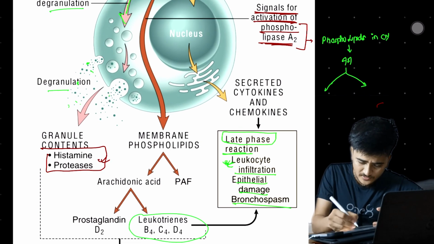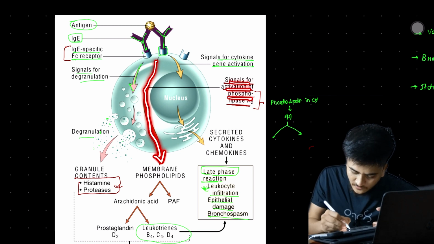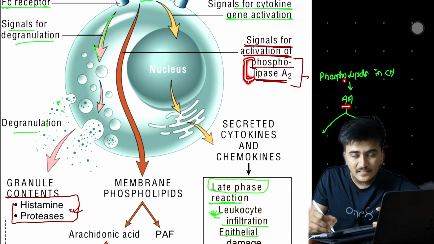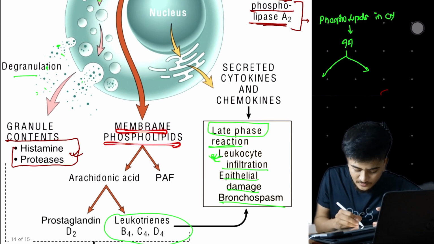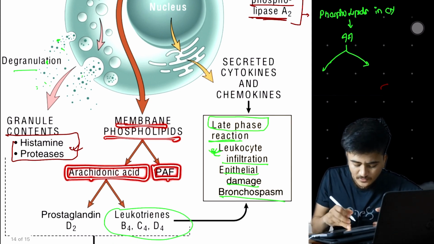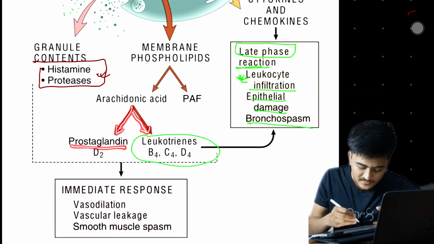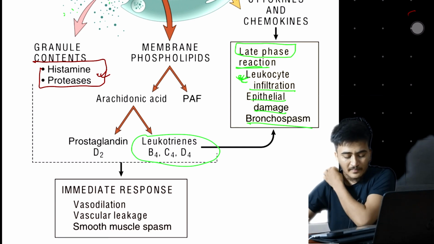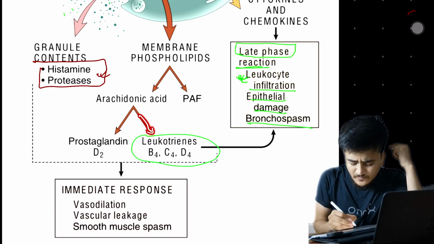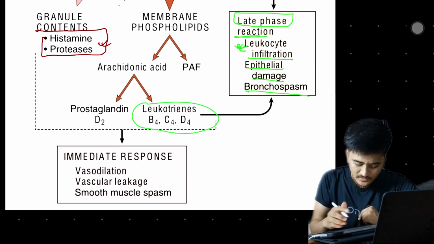Let us go here only. Look, you can see this was the signal for activation of phospholipase A2. Phospholipase A2 is the enzyme that will cause the formation of arachidonic acid from membrane phospholipid. Not only arachidonic acid, it will also form platelet activating factor. From arachidonic acid there was the formation of prostaglandin, and the pathway forming prostaglandin was the COX, cyclooxygenase pathway, and there was formation of leukotrienes, and here was the lipoxygenase pathway.